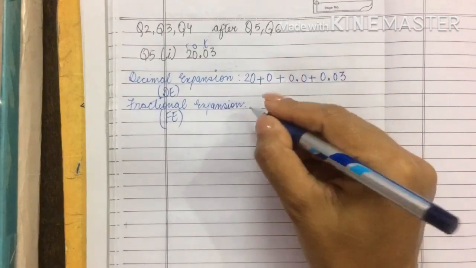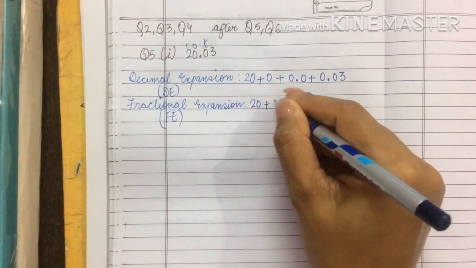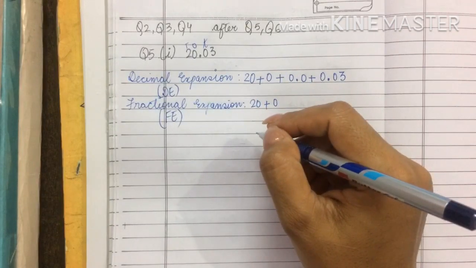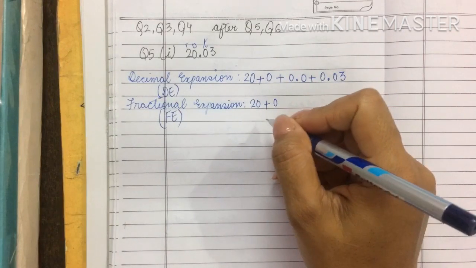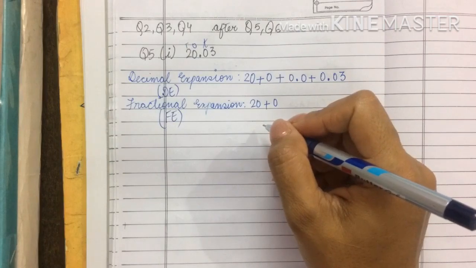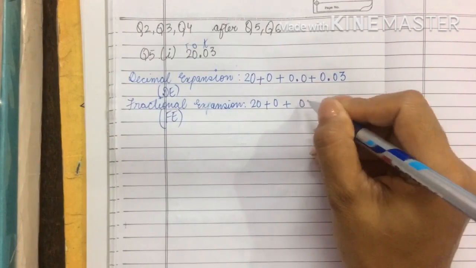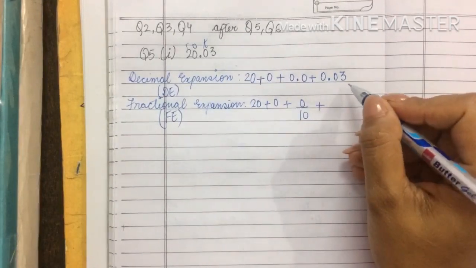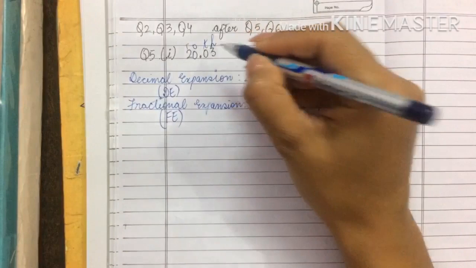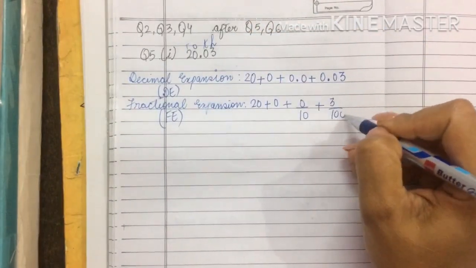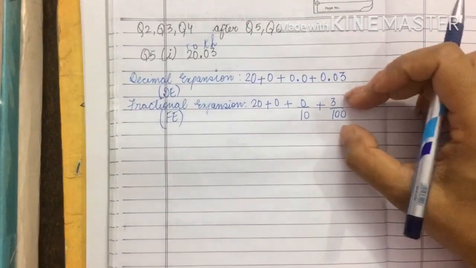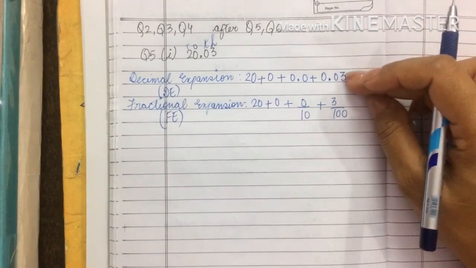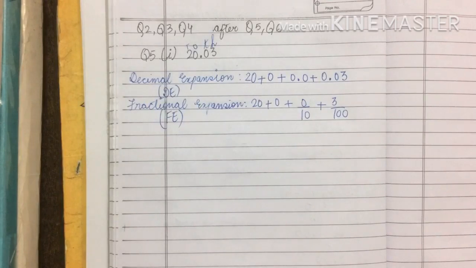Fractional expansion, 20 as such, 0 as such, because these are the parts of the digits at the whole part. They will not be in fractional form. Now for these you could write fractions because 0 is at the 10th place, 0 by 10 plus 3 is at 100th place, so you can write 3 over 100. If you want, you can write the fractional expansion first, and then from this fractional expansion you can make the decimal expansion. Let me do one more part with you.